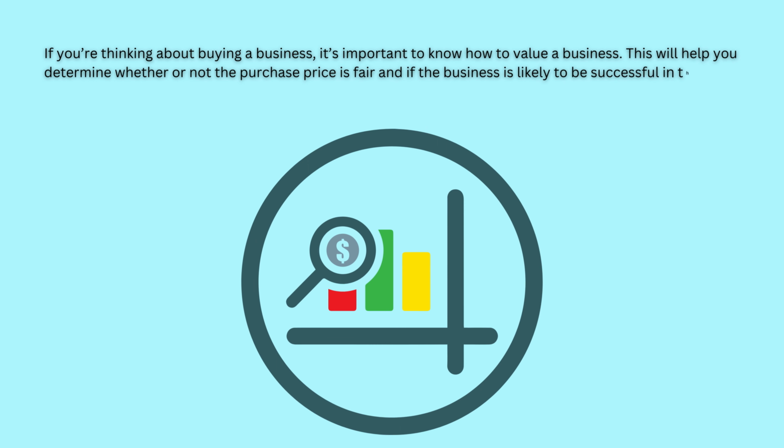Earnings multiplier method. Another method that Brian C. Jensen suggests is the earnings multiplier method. This method uses ratios to compare a company's earnings to its market value. The earnings multiplier is calculated by dividing the company's market value by its earnings. For example, if a company has a market value of $100 million and earnings of $10 million, its earnings multiplier would be 10. A higher earnings multiplier indicates that the market is willing to pay more for the company's earnings.